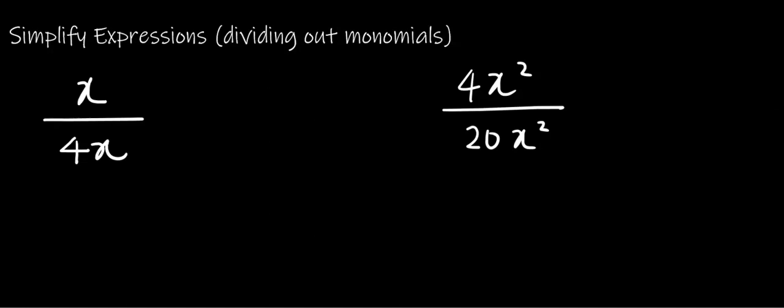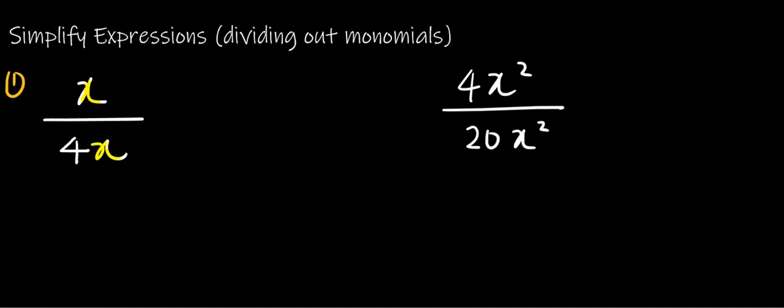Welcome to another algebra practice. We're going to simplify the expressions by using a method called dividing out monomials. Our first example is x over 4 times x.